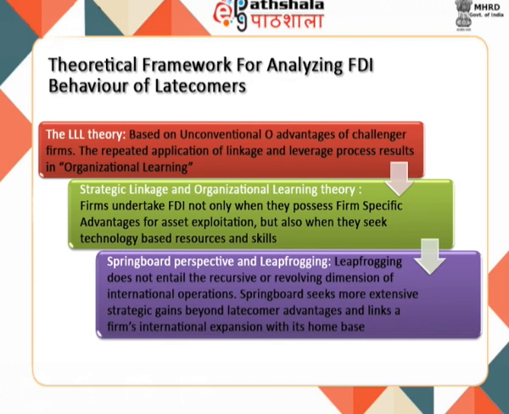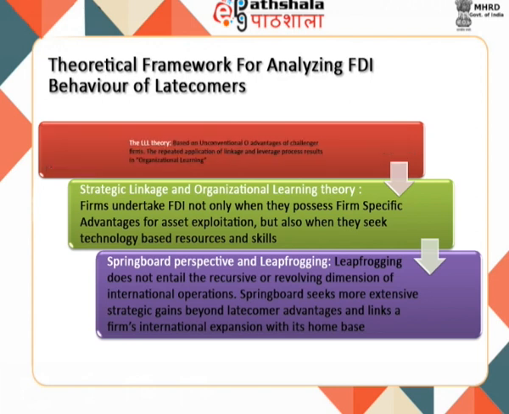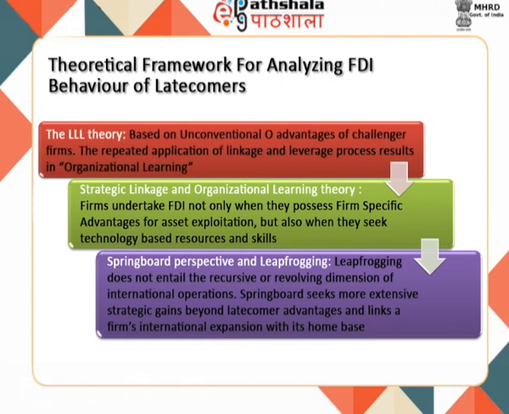To explain the FDI behavior of firms from newly industrialized countries, John Matthews propounded the Triple L theory, which is based on unconventional O advantages of challenger firms. The theory asserts that Asian challenger firms, given their ability to leverage resources in networks, create linkages in foreign markets to access or acquire complementary assets and resources. The repeated application of linkage and leverage process results in organizational learning, which helps firms to perform such operations more effectively and consolidate their position in foreign markets.